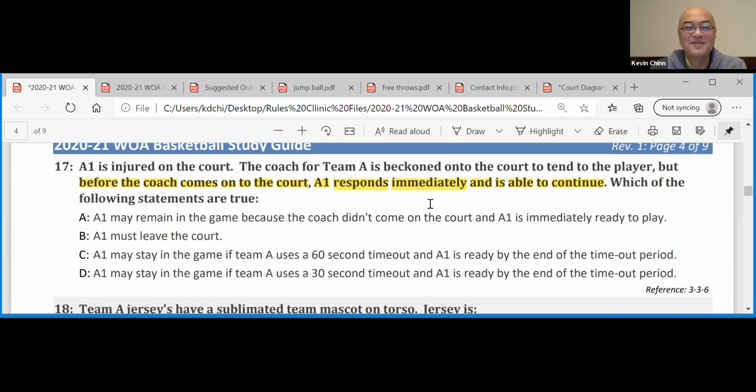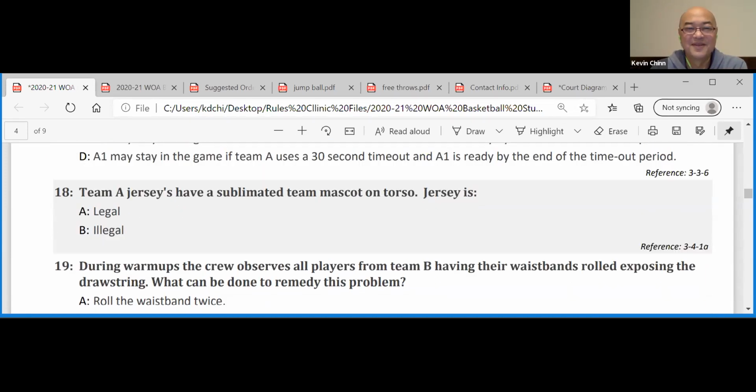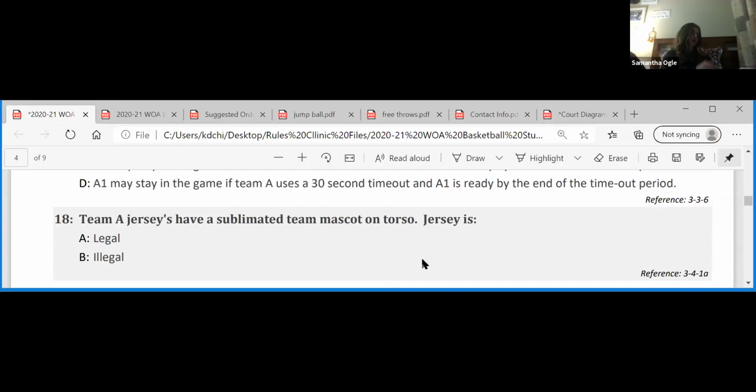I'll try to help you out there. Sammy, you have an easy one. Oh, this is too easy. Team A jerseys have a sublimated team mascot on the torso. Is the jersey legal? I said illegal. B, illegal? Yep, you're correct.